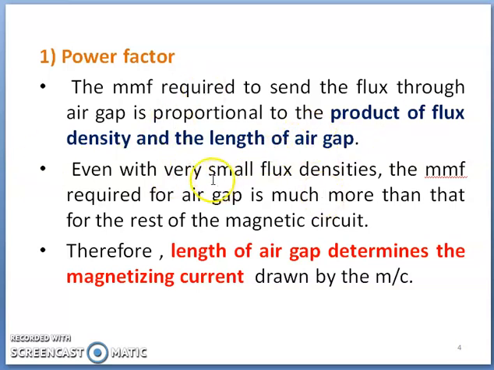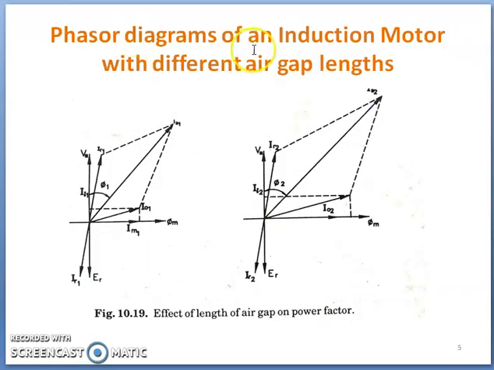Okay. Then even with very small flux densities, the MMF required for air gap is much more than that of rest of the magnetic circuit, because reluctance offered by air gap is more than reluctance of any other part of the magnetic circuit. Therefore, length of air gap determines the magnetizing current drawn by the machine. Just to justify the statement, let us consider phasor diagrams of an induction motor with different air gap lengths.